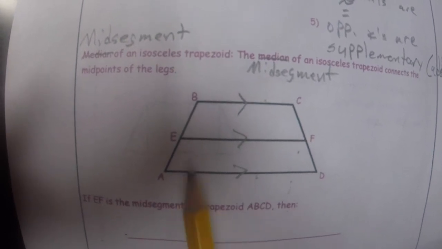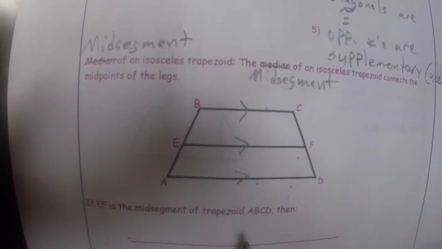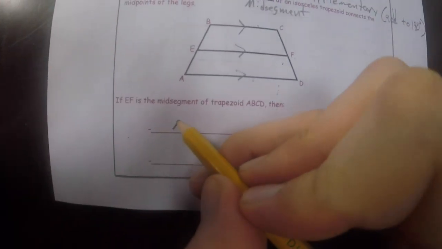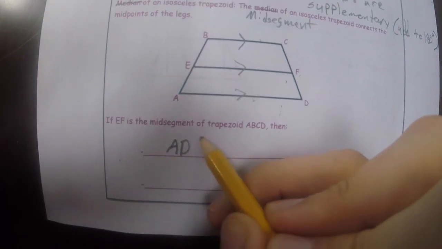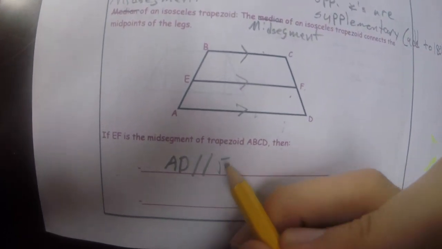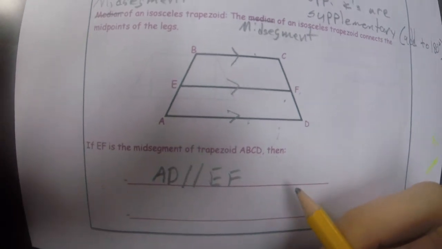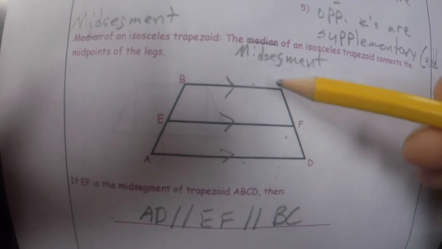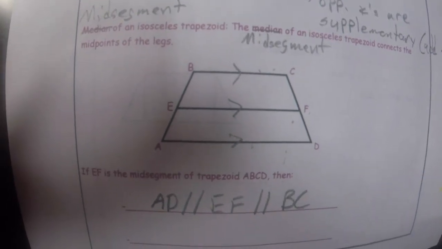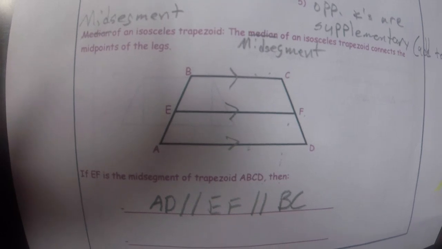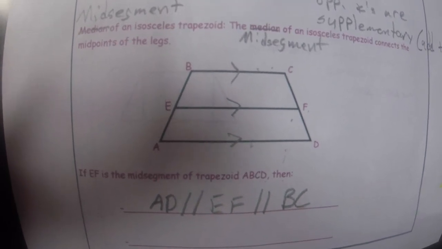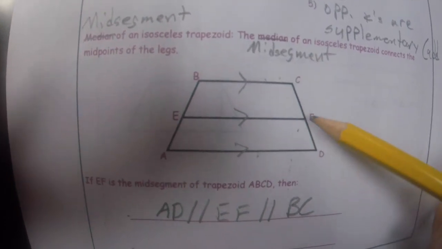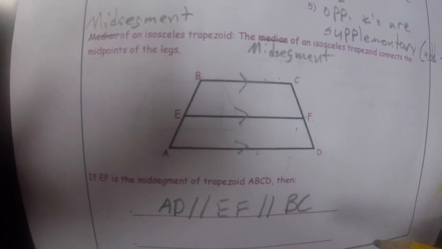All right, so if EF is the midsegment of this particular isosceles trapezoid, then we know for a fact that AD is parallel to EF, which is parallel to BC. All right, we have three parallel parts of this isosceles trapezoid. I keep wanting to say triangle.